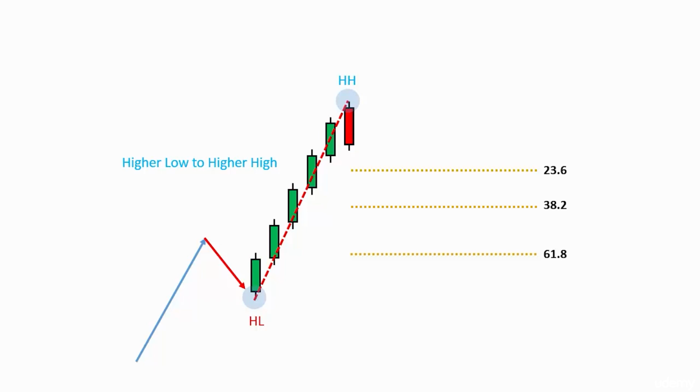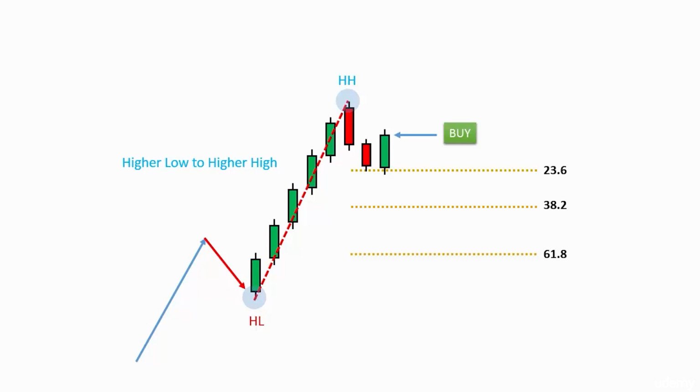Now, if price continues to fall down until the 23.6 Fibonacci retracement level and then a strong bullish candle appears at the 23.6 level, then we can place a long trade entry at the closing of that bullish candle. This 23.6 Fibonacci retracement level is less strong relative to the other two retracement levels. This level is more effective for larger bullish rallies of the uptrend.